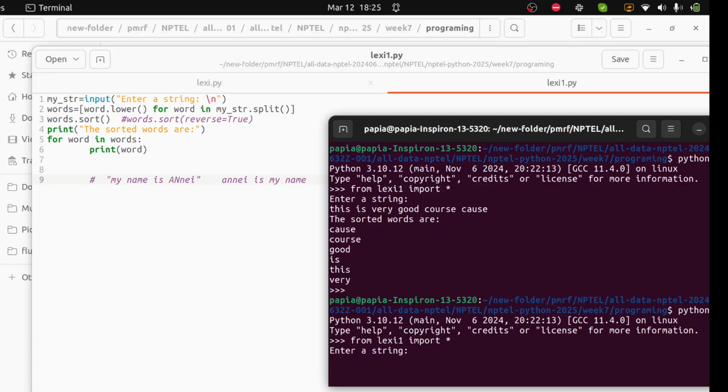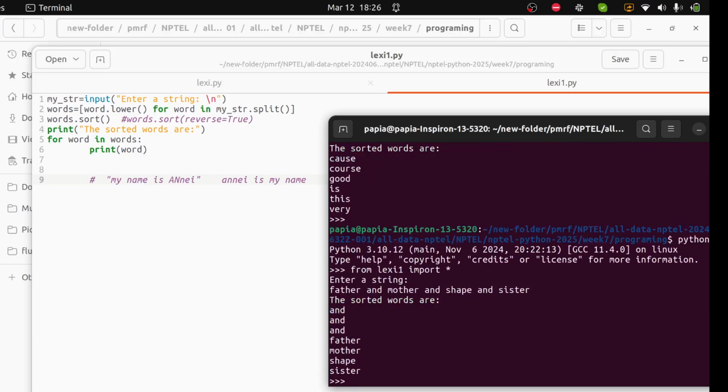Another example, let's say I have father, mother, sister, and shape. If I write these and then you can see what will happen: shape and sister, like that. Obviously, "and" will come first because of the A. Then father will come, then mother, then shape because H is there, and after that there is HI, so sister will come. So these are the sorted words in lexicographic order.